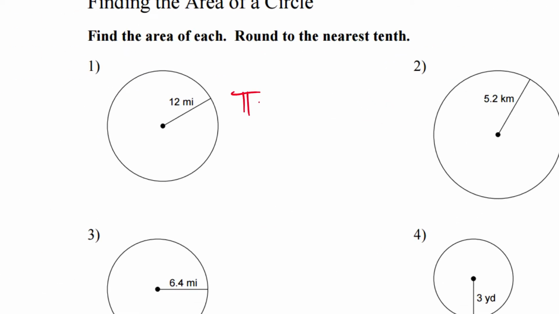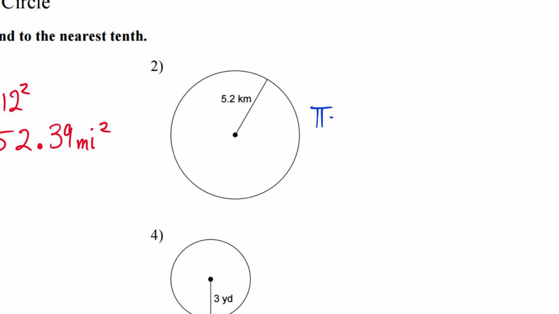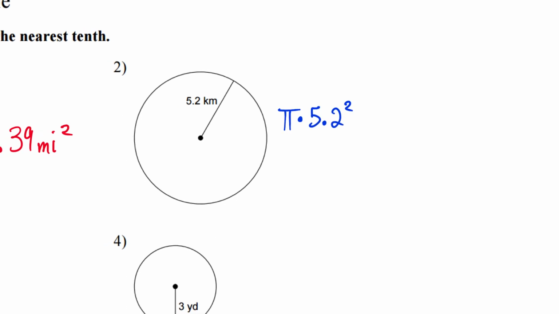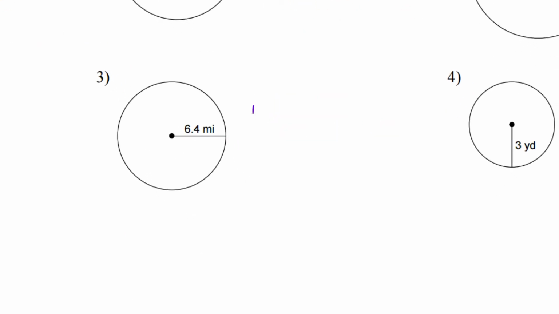So we're going to go pi times 12 squared, pi times the radius squared. What does that give you? 452.39 square miles. On this one, pi times 5.2 squared is what? 84.95 square kilometers. Pi times 6.4 squared is 128.68 miles squared. And you get the idea.